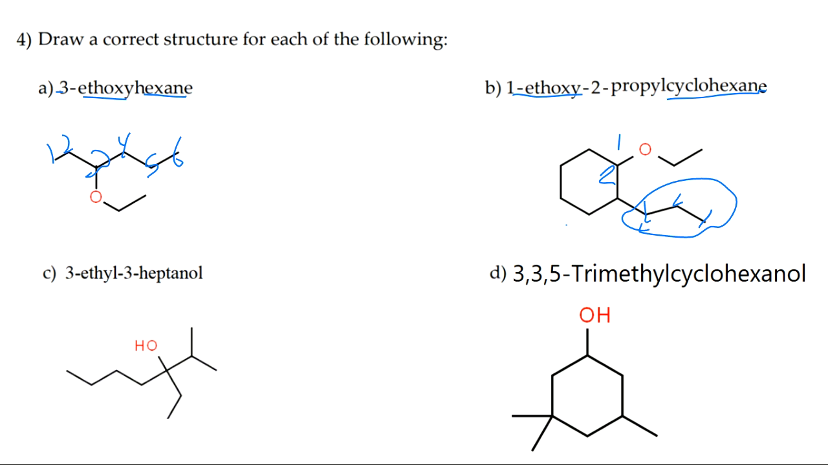Okay. Compound C, 3-ethyl-3-heptanol. You can see the ending is ol, so the compound is an alcohol. The longest carbon chain will be 7. Okay, let's see. This will be 1, 2, and 3, 4, 5, 6, last one. A continuous carbon chain with 7 carbons. Okay, at position 3 there is the functional group OH. As you can see, at carbon 3 there is OH. There is also a 3-ethyl. At carbon 3 there is an ethyl.